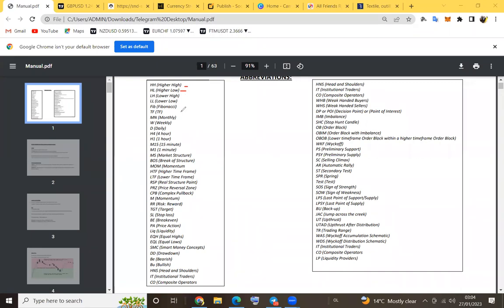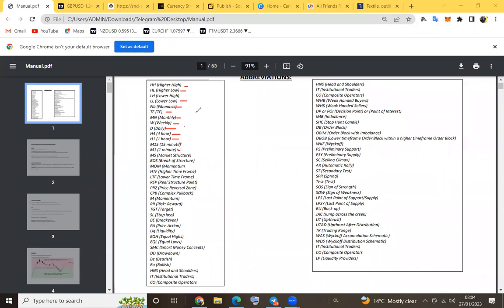So we have what we call lower low. Just know the meanings, okay? When you see me put FIB, it means Fibonacci. When you see TF, it means time frame, okay? When you see MN, it means monthly. When you see W, it means weekly. When you see D, it means daily. When you see H4, it means 4 hours. When you see H1, it means 1 hour. If you see M15, it means 15 minutes. If you see M1, it means 1 minute.